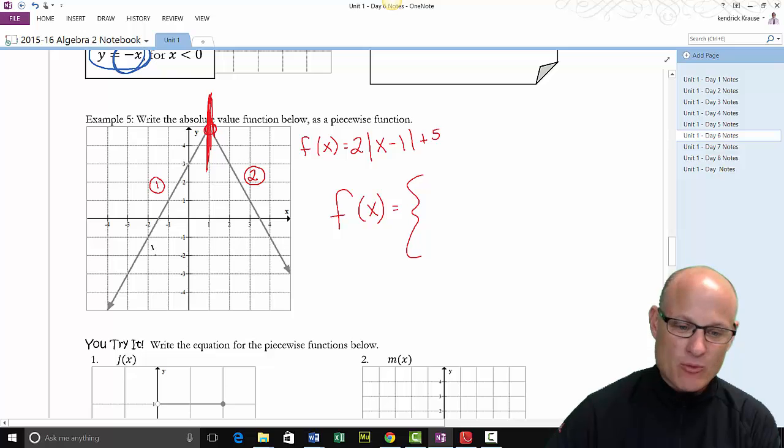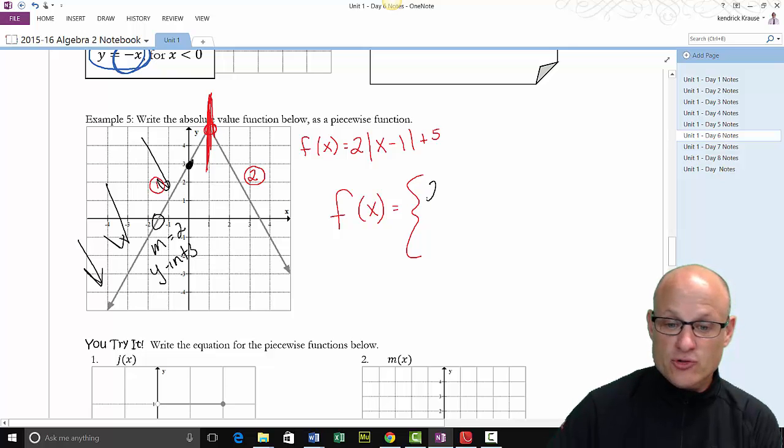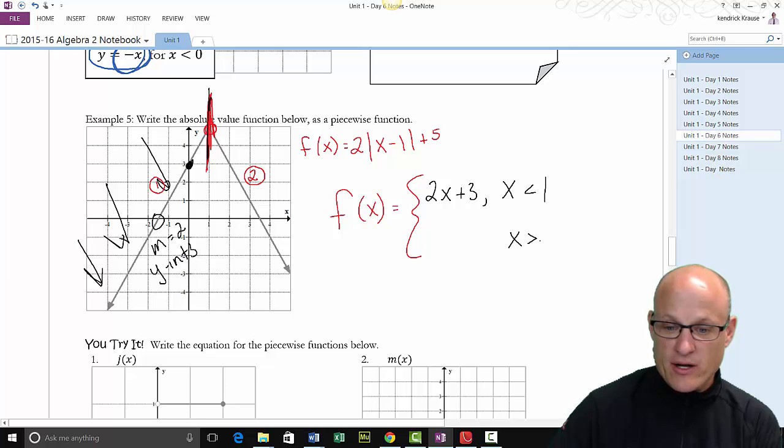This line has a slope. I was right. It's 2. But I was doing x-intercept instead of y-intercept. It has a y-intercept of 3. So the equation of just this piece of the line is 2x plus 3. But we only want to use that up until this breaking point, for x less than 1. Not equal to, we'll just do less than for now. As soon as we get to 1, or for all the other values greater than or equal to 1, we want to use piece 2.